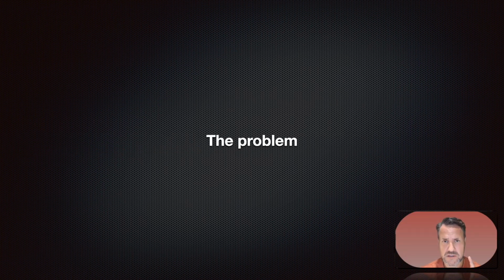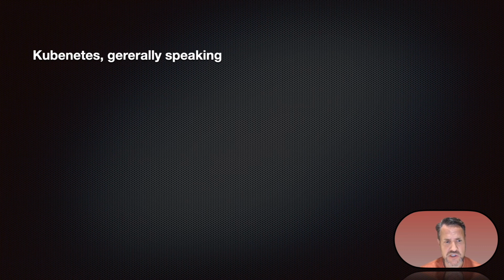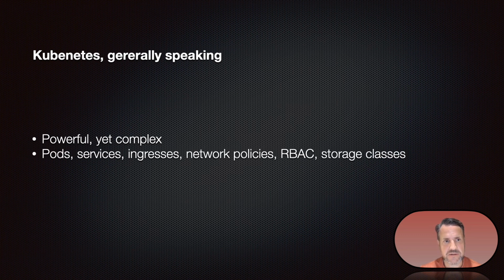So, as always, let's start by defining the problem. Kubernetes, generally speaking, if we're honest, is an incredibly powerful but incredibly complex platform. In the past, you had VMs, which were very straightforward. You spin one up, you configure it, you're done. Whereas in the world of Kubernetes, you've got pods, services, ingresses, network policies, RBACs, storage classes, and the list goes on. The learning curve is steep.